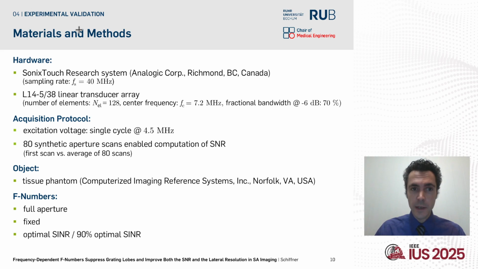To validate the proposed F number, an experiment with the Sonics Touch research system and a linear transducer array with 128 elements was conducted. The excitation voltage was a single cycle at 4.5 MHz, and 80 synthetic aperture scans were required to enable computation of the signal-to-noise ratio. The object was a commercial tissue phantom, and the F numbers included the full aperture, a fixed F number, optimal signal-to-interference plus noise ratio, and 90% optimal signal-to-interference plus noise ratio.